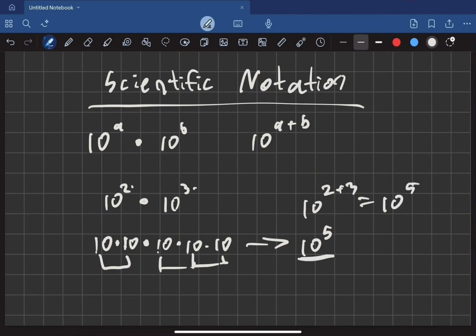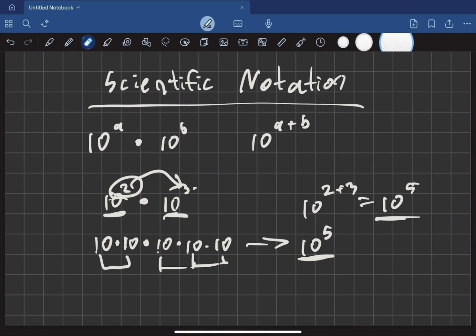So that shows that if you have exponents with the same base, that's important, this 10 has to be the same, then you can add them. So the 2 can be added to the 3. Because really you're just multiplying the 10 twice, and then multiplying the 10 3 times over here. So you're just multiplying the 10 2 plus 3 times in total, which is 10 to the fifth.